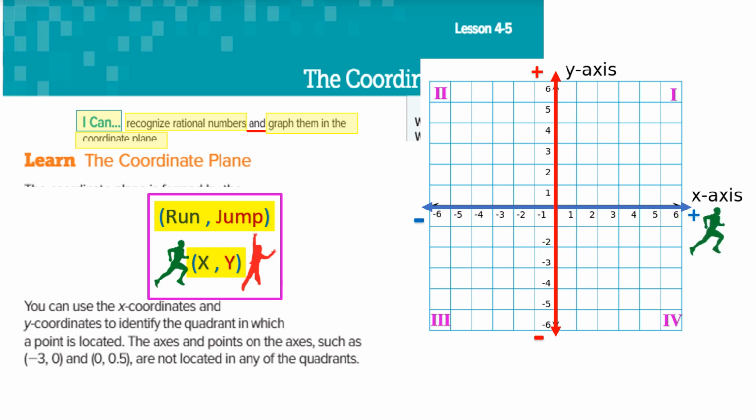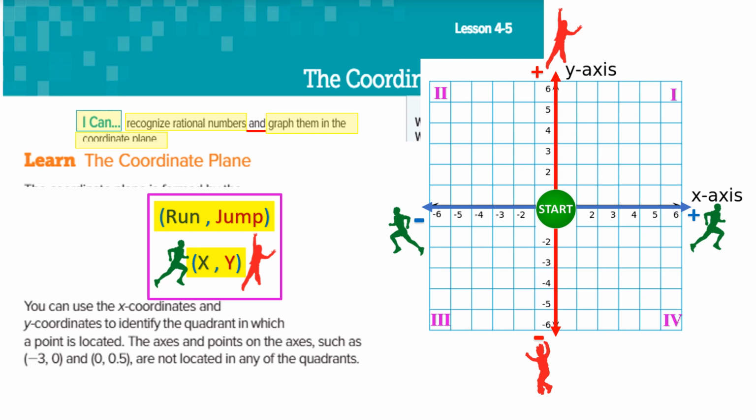If it's positive, once again, I run forward. If it's negative, I run backwards. For my second number in my ordered pair, if it's positive, I jump up. And if it's negative, I'm going to jump down. So knowing where I'm going in these 4 quadrants helps me indicate where I need to put a point.